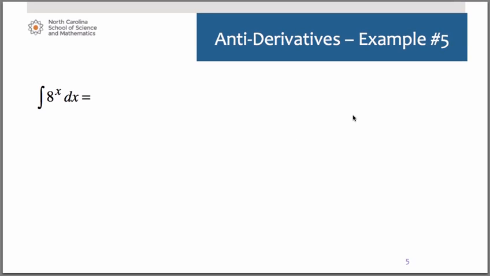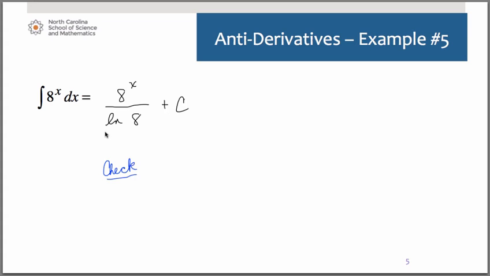And finally, our last example. We're doing antiderivative of 8 to the x. This was another one of the special rules for you to memorize. It's going to be 8 to the x divided by natural log of 8 plus c. Let's go ahead and check this one to make sure it's right.